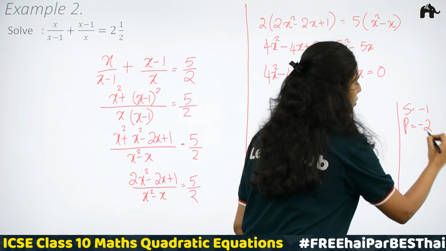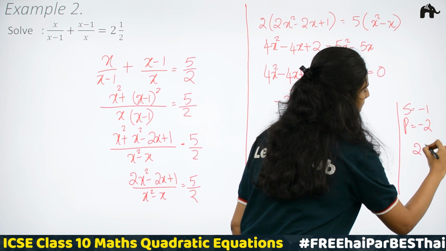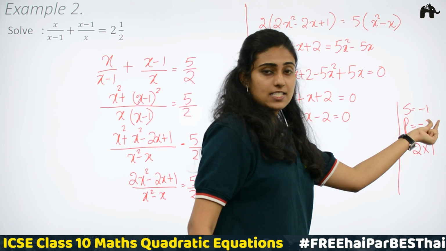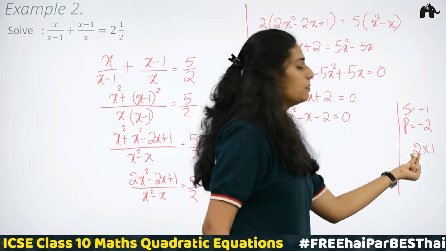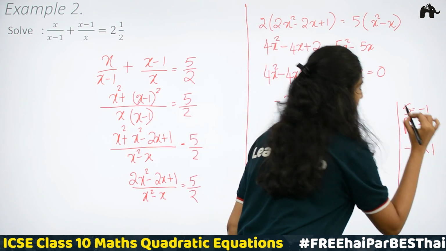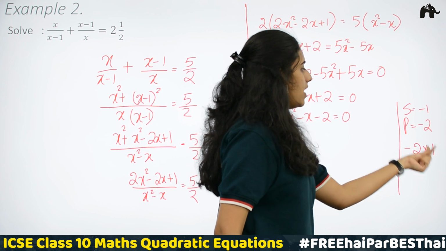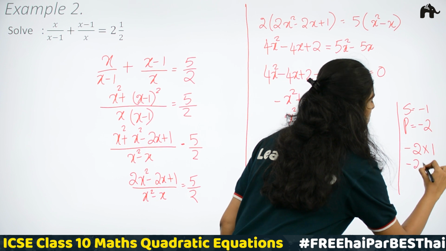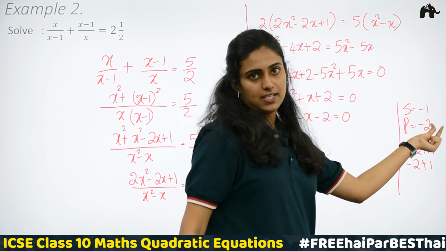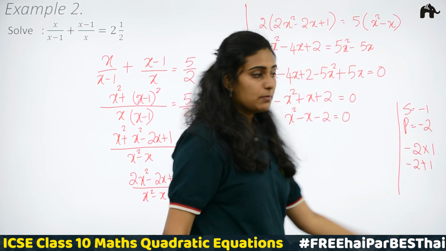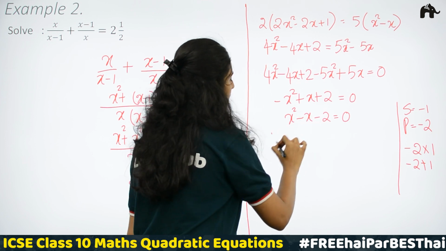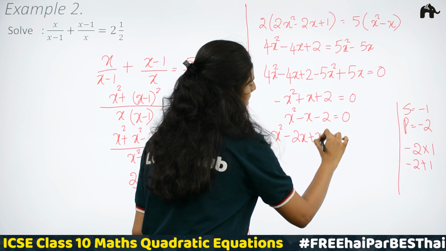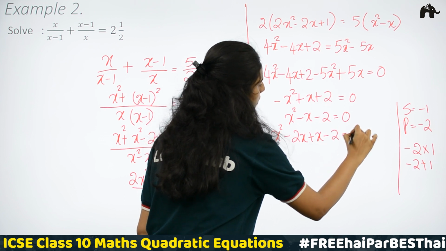Okay, to get 2, we need to multiply 1 and 2. 2 into 1 is 2. Okay, sum is negative, which means the greater number should be negative. That is minus 2 into 1 is minus 2. Minus 2 plus 1 is minus 1. Okay, we got the two numbers. Now we can split the middle term. x square minus 2x plus x minus 2 is equal to 0.